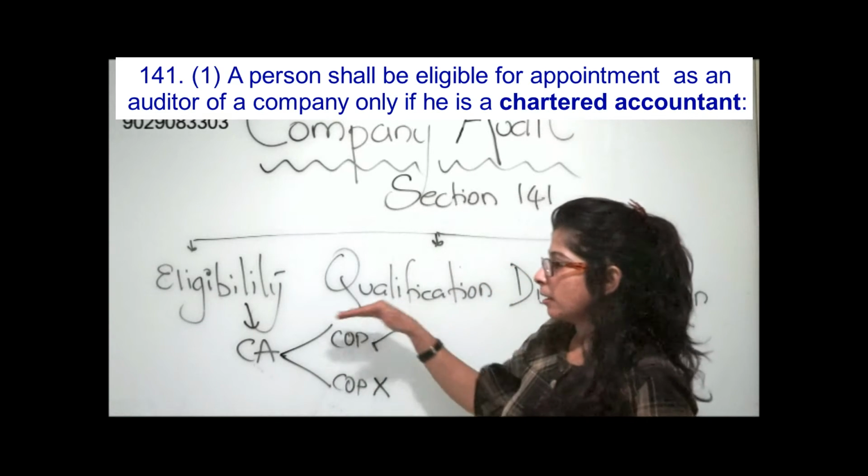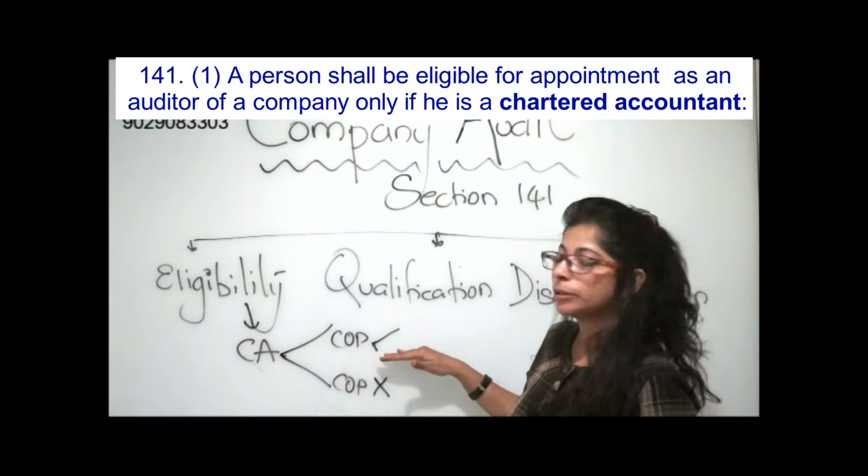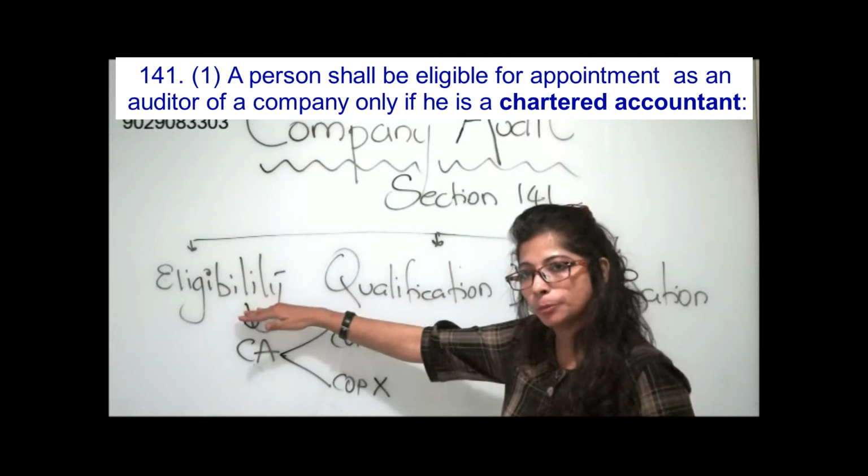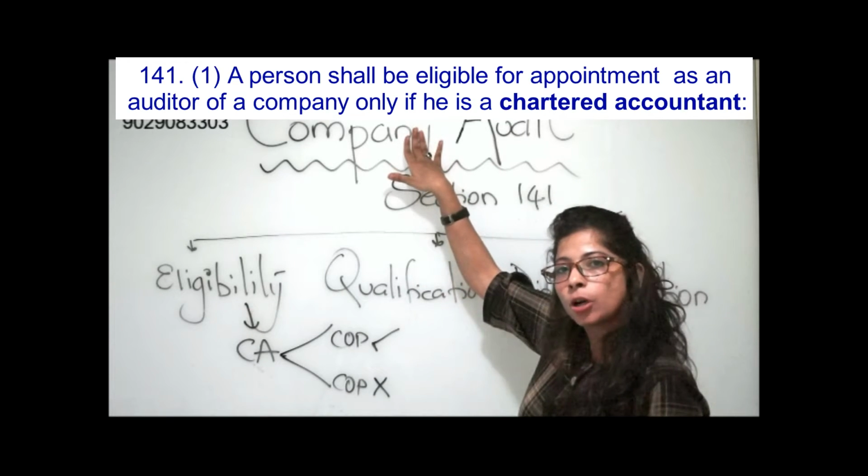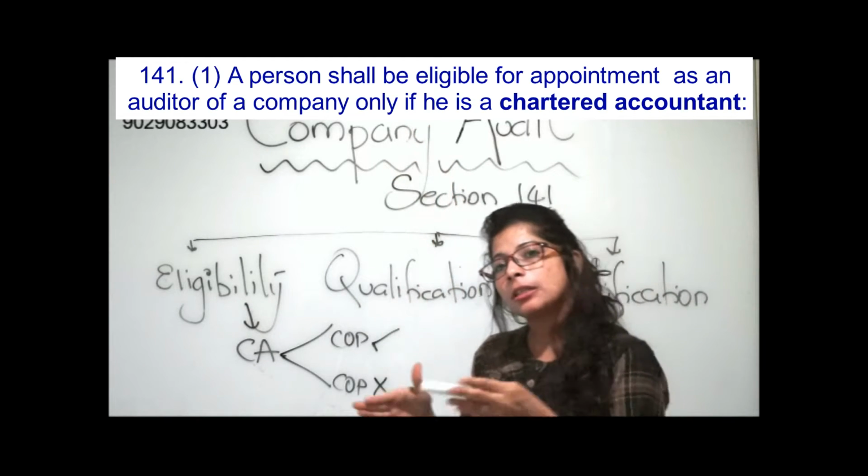So we know that a chartered accountant holding a valid certificate of practice is also eligible and qualified to be appointed as an auditor of the company. Now what is the extension?